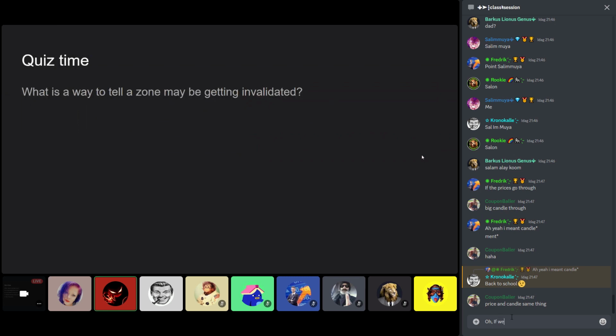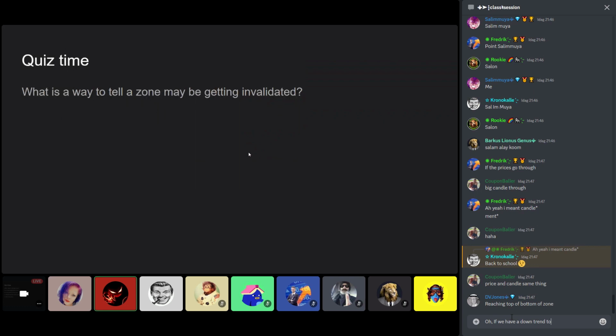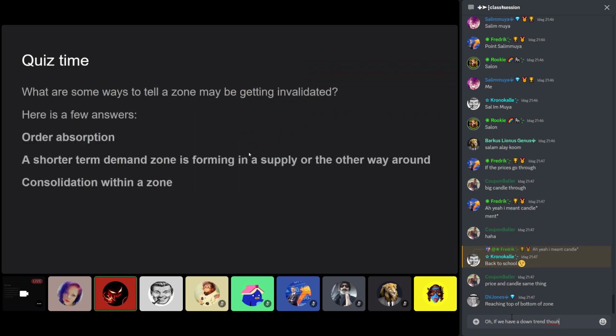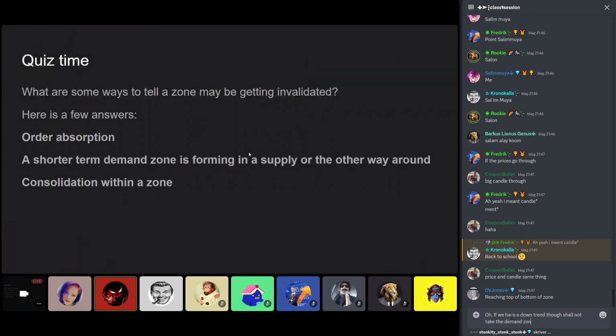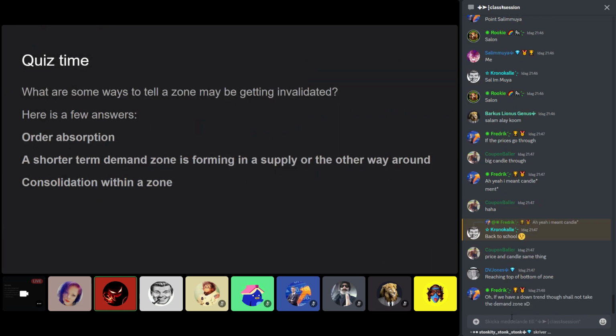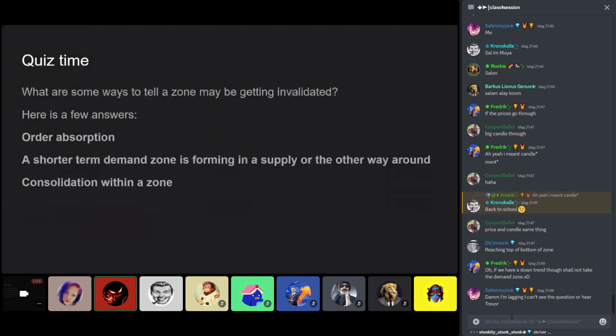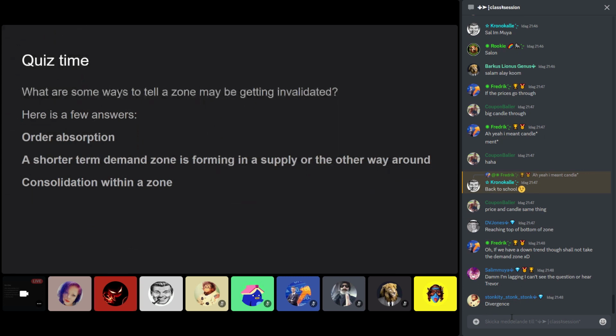A way that the zone is being invalidated. If price has gone all the way through, then the zone in theory is invalidated completely. But I don't think a lot of people will get the full answer here. So a few answers, and this is one that was in the reading: order absorption. The more times it's been touched and the more times it's been consolidated through, you're going to end up having more.